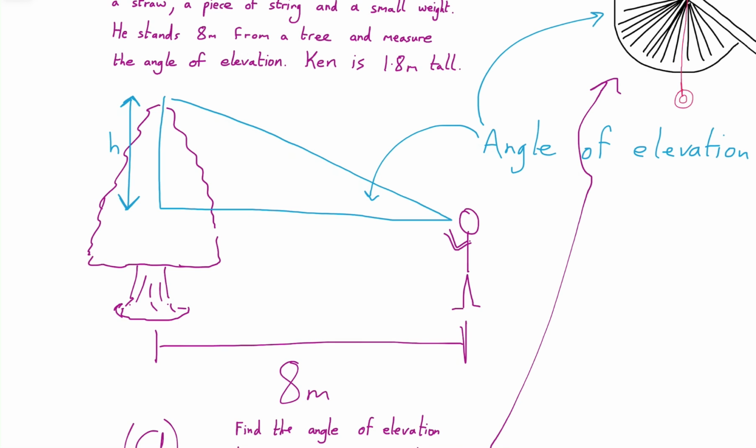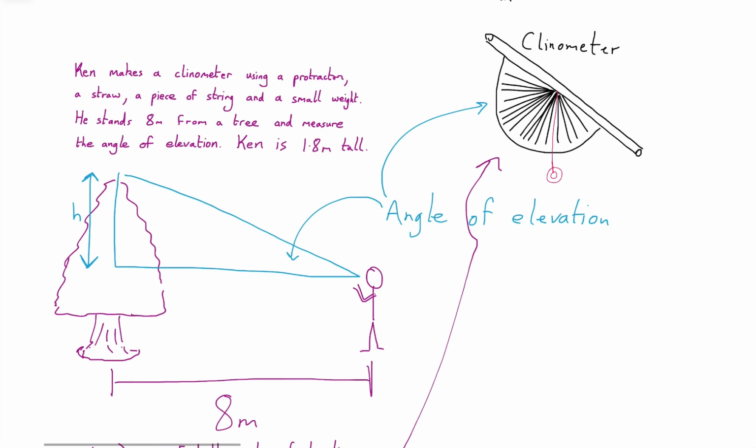And measures the angle of elevation. Okay, then we've labelled the angle of elevation there. I suppose he's looking up, so there's your line of sight. Your angle of elevation is the way you're looking up a bit. So there's my angle of elevation in there. So that's easy enough to get, I suppose.